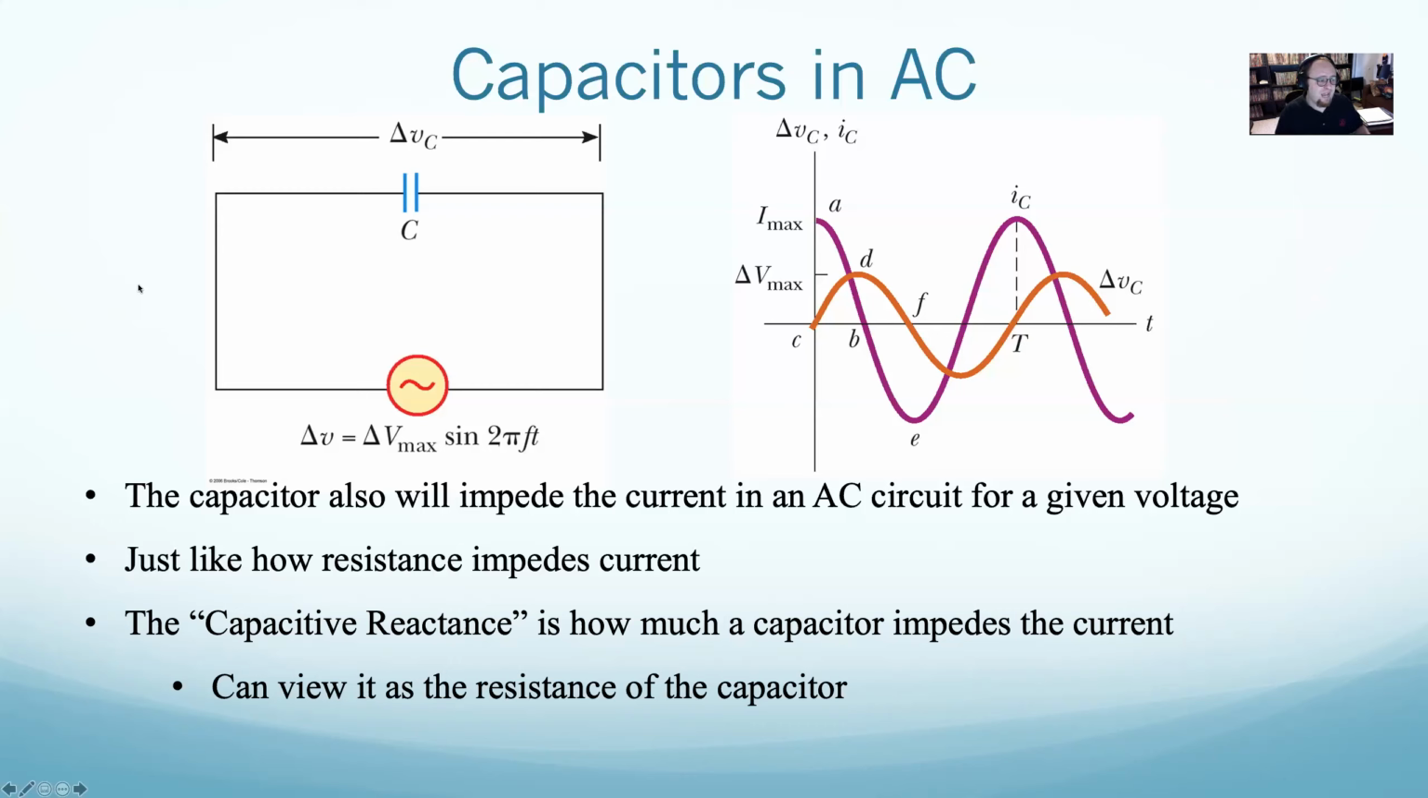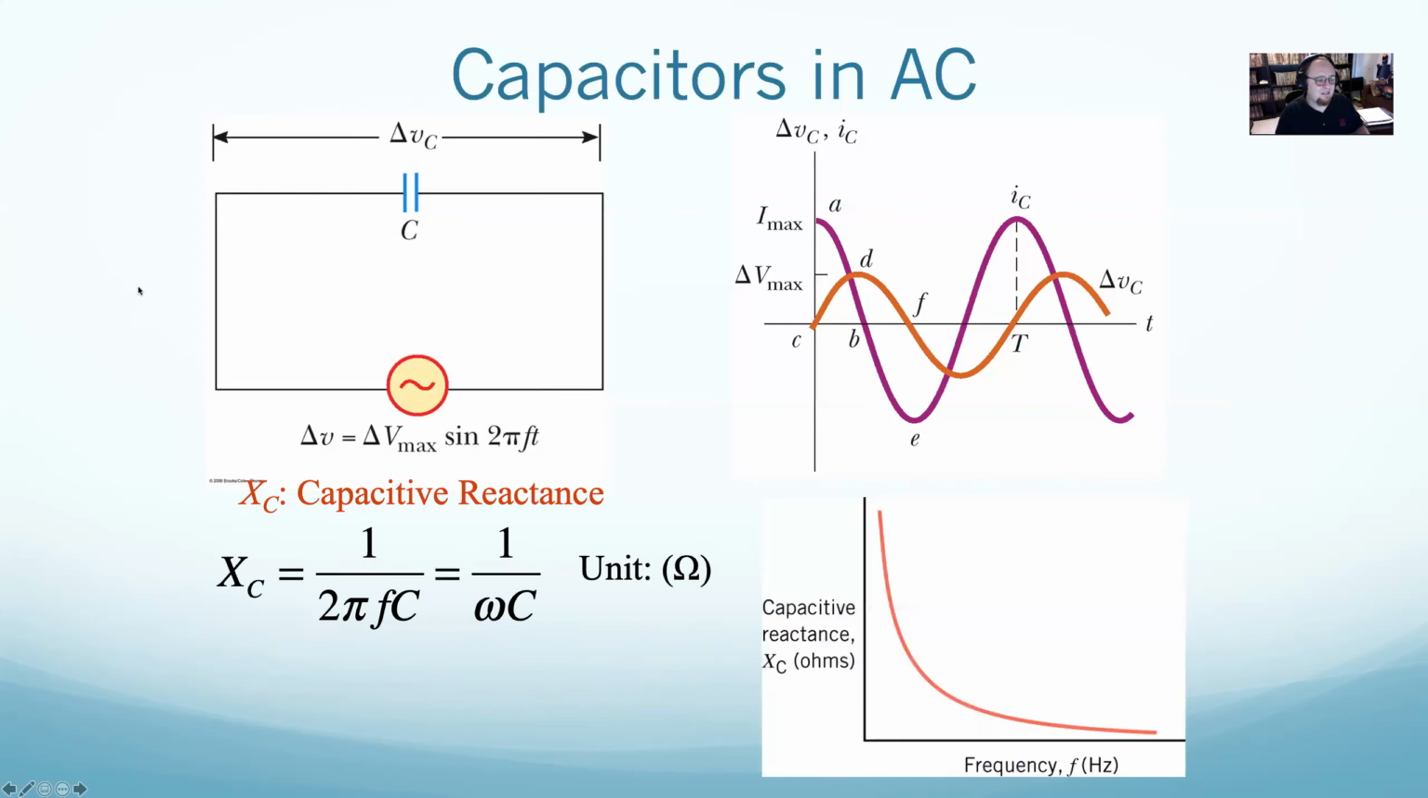Now, capacitive reactance uses the symbol X sub C. And the capacitive reactance, once again, X sub C, is equal to 1 over 2 pi f C, or 1 over omega C if you use angular frequency. That's its value. And it's kind of interesting, because as your frequency goes up, capacitive reactance goes down. The higher the frequency, the less the capacitors act like a resistor. For very low frequencies, the capacitors act pretty heavily like a resistor.